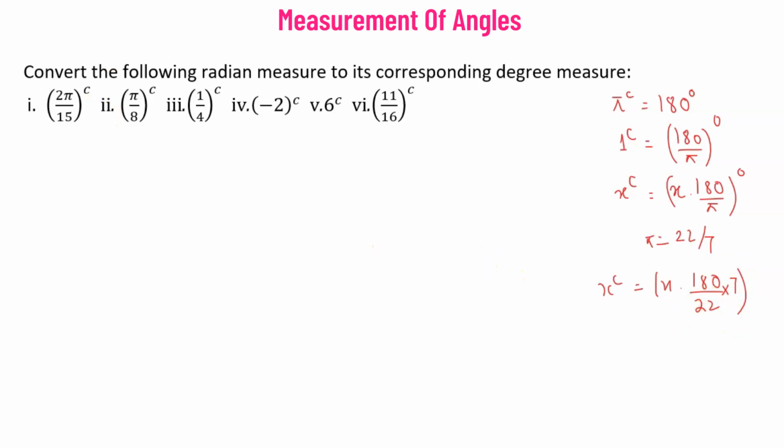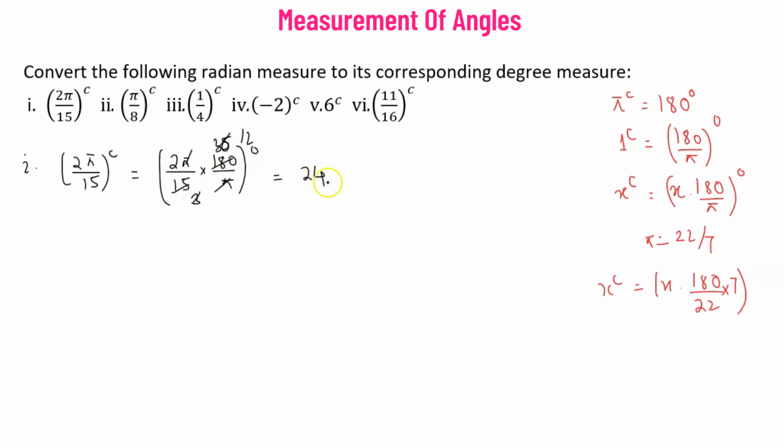So let's start with the first problem. In problem number 1, we are given 2 pi over 15 radians, and we have to convert it to degrees. So we'll consider 2 pi over 15 and multiply it by 180 over pi. Now this gets converted into degrees. So we have pi and pi cancelling out. Then we have 5 times 3 is 15, 5 times 36 is 180, and 3 times 12 is 36, and this gives us a value of 24 degrees. So 2 pi over 15 radians is equivalent to 24 degrees.